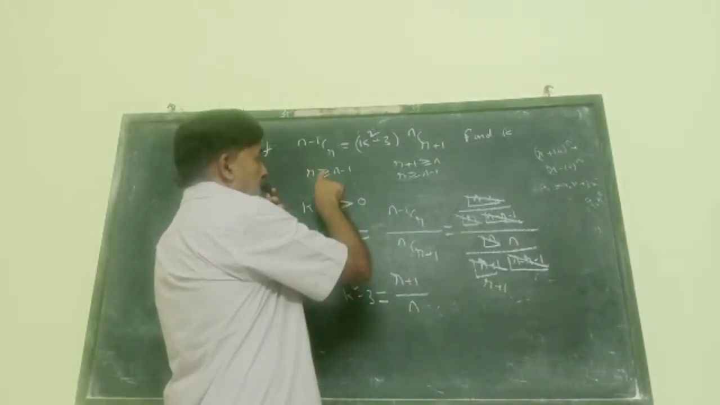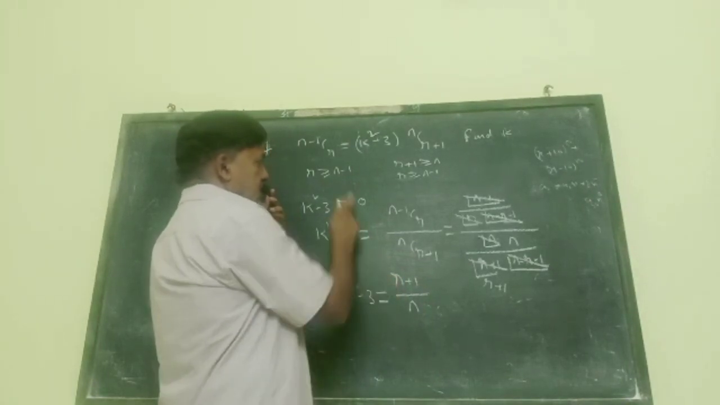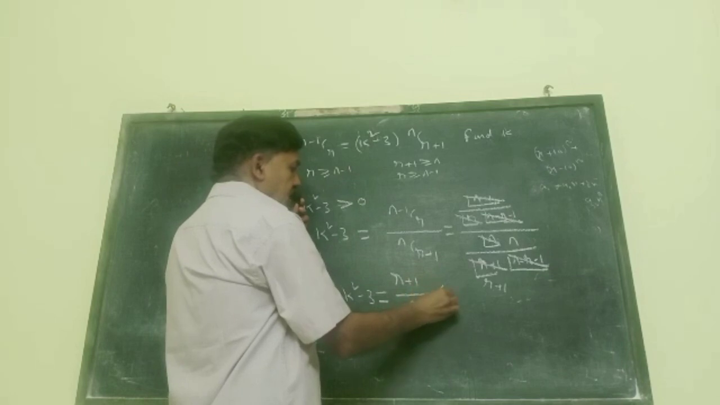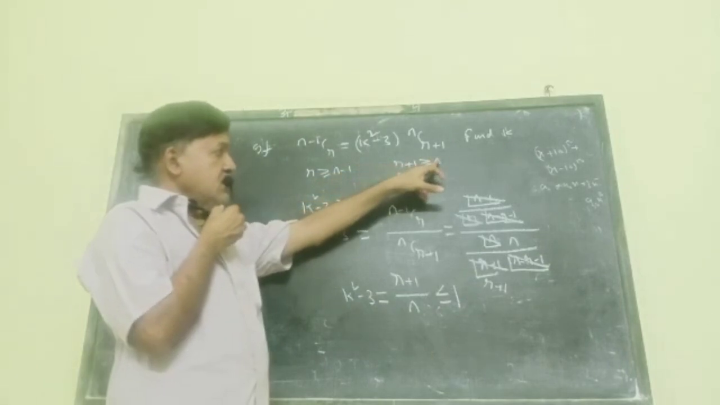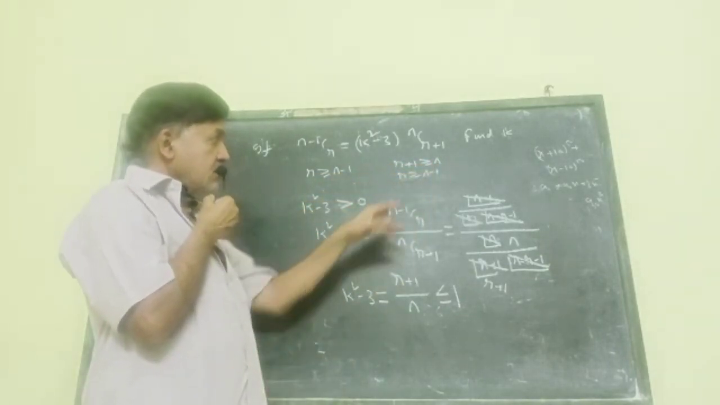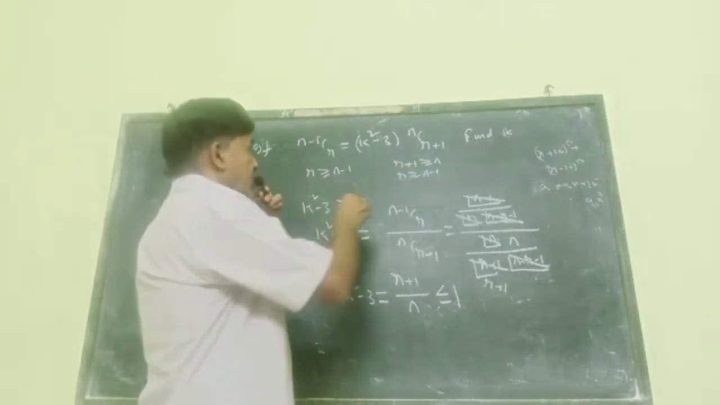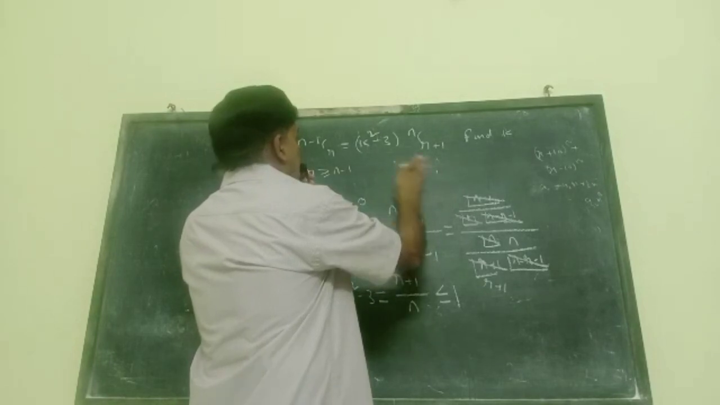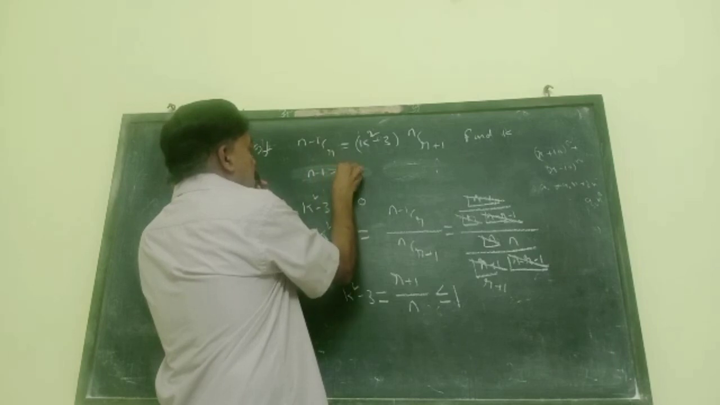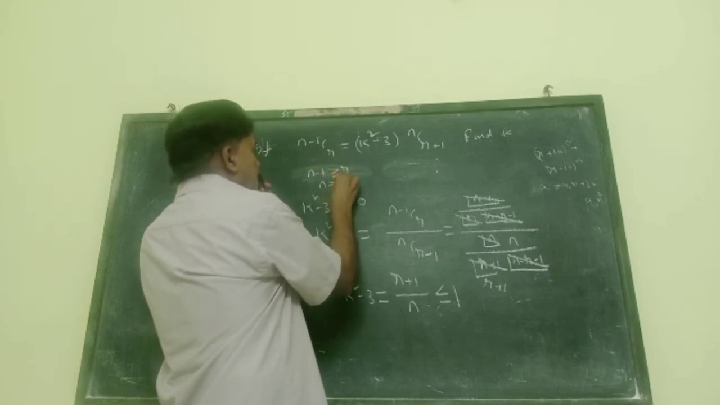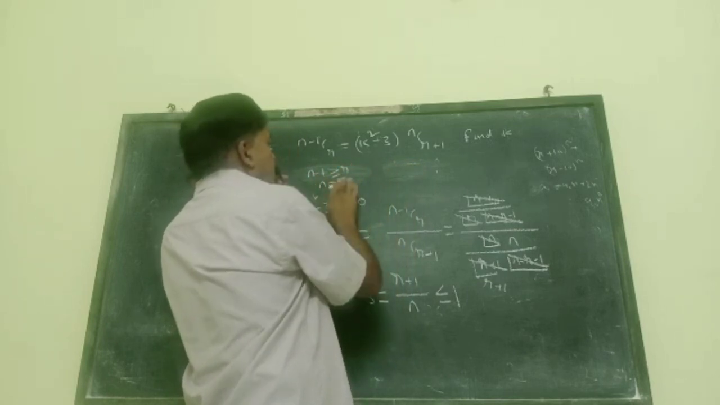Listen, r plus 1 by n, what is the maximum value of r you can have? N minus 1. So this is always what? Less than or equal to 1. Correct? Because r plus 1 is greater than or equal to n. So what is the value of r plus 1? Sorry, I'm sorry. N minus 1 greater than or equal to r. N greater than or equal to r plus 1. So the maximum value of this is n minus 1.